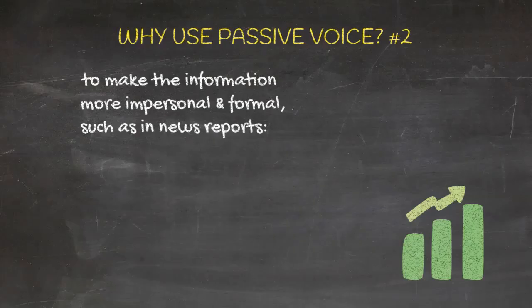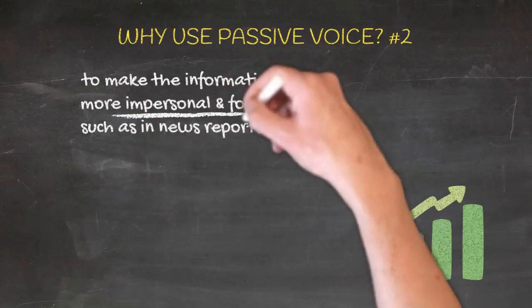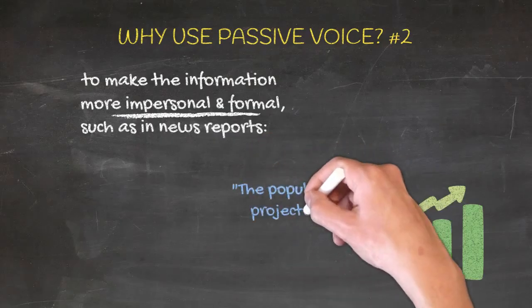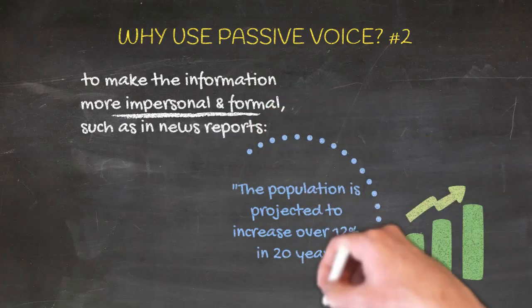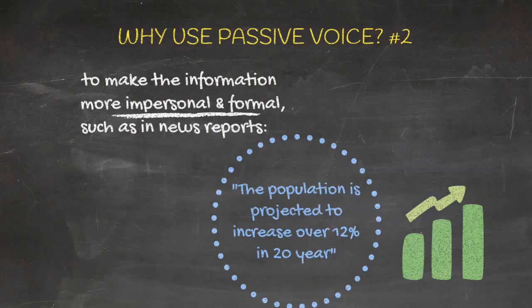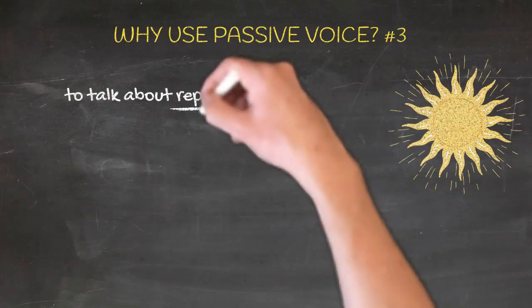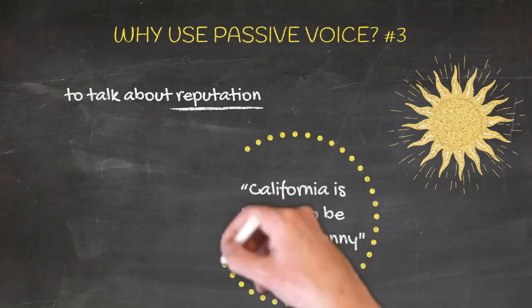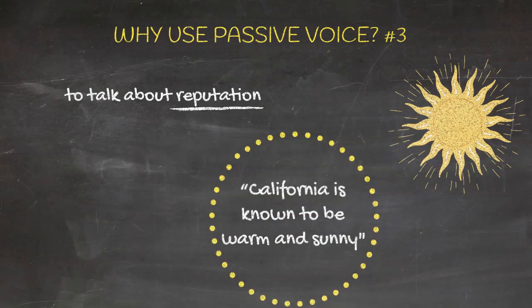Another reason why we use the passive voice is to make the information sound more formal. This is very common in news reports. For example, the population is projected to increase over 12% in 20 years. We also use the passive voice to talk about reputation. For example, California is known to be warm and sunny.